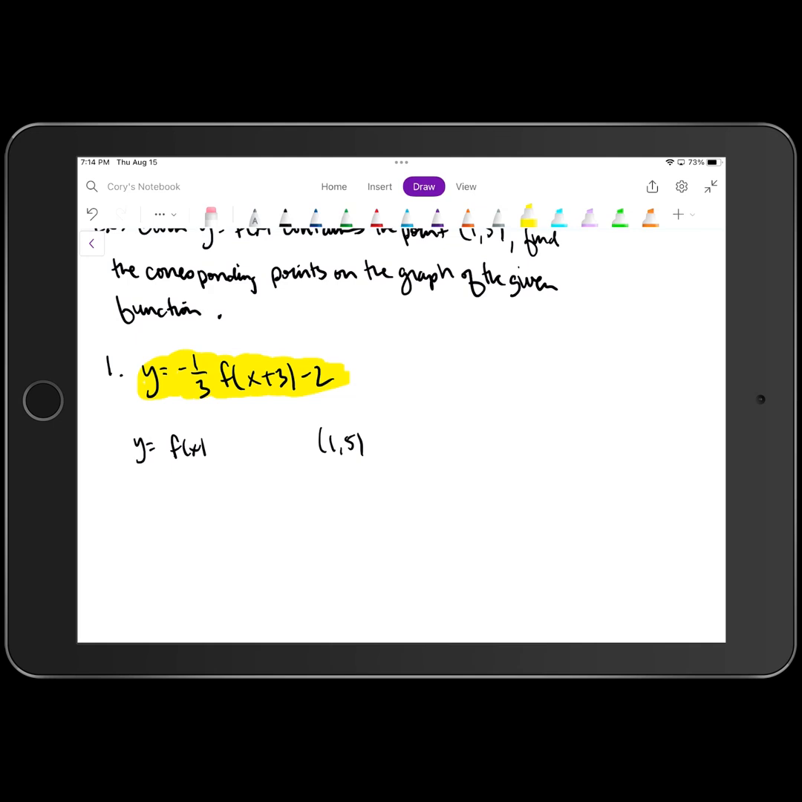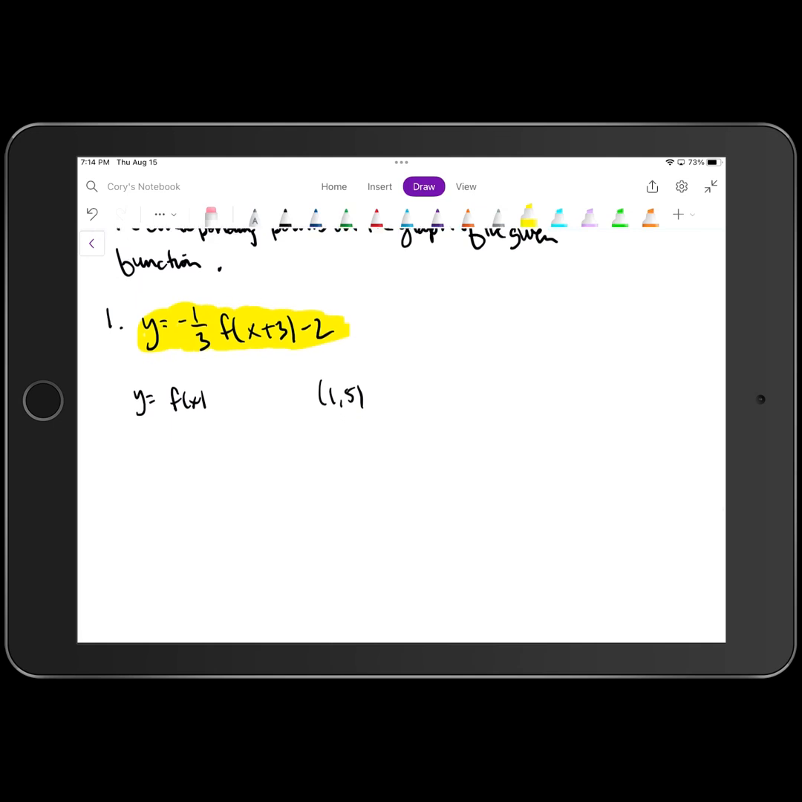So we're going to perform our transformations in the same order that we did up above. If there is a horizontal shift to be performed, we're going to do that first, which there is here. So the first function we want to look at is y is equal to f of x plus 3. If we add 3 inside of the function, the x coordinate gets affected. We shift the graph 3 units to the left. So if I shift the point 1, 5, 3 units to the left, it is now at negative 2, 5.